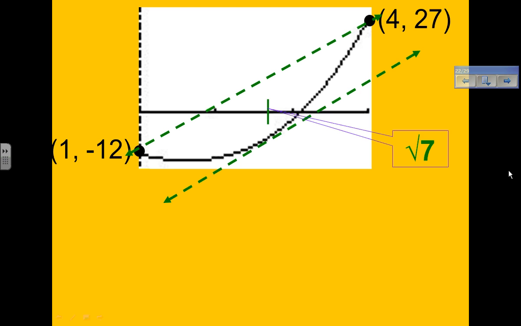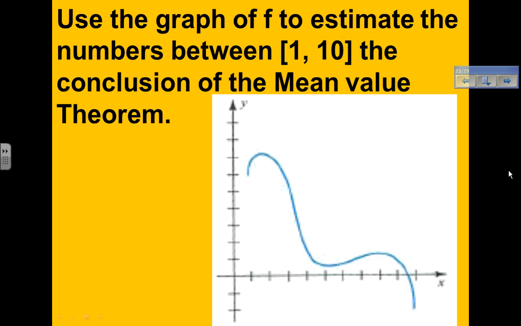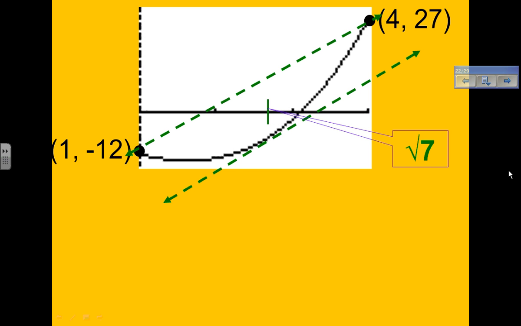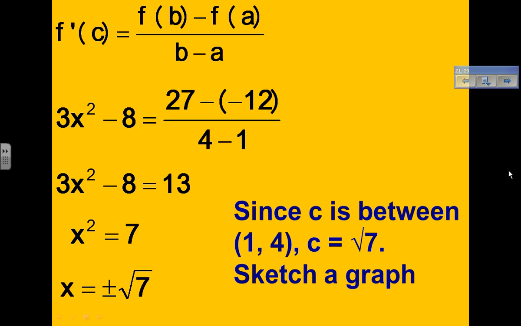All right, so there's the square root of 7. There's the tangent line. There's f of b and f of a. Everything looks good. Continuous graph. So there is some place where the average rate of change equals the instantaneous rate of change. What is the average rate of change? Well, the average rate of change is going to be 13. The instantaneous rate of change is also going to be 13.